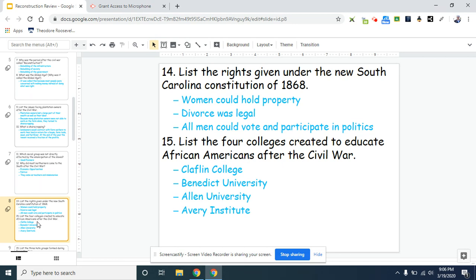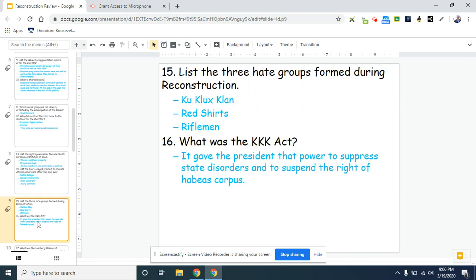They're still prominent here in South Carolina. Let's see. Number 15, list the 3 hate groups formed during Reconstruction. You should definitely know the Ku Klux Klan, KKK. Bunch of interesting fellas there trying to do vigilante justice, even though it wasn't really justice to begin with because, well, no one had committed a crime.